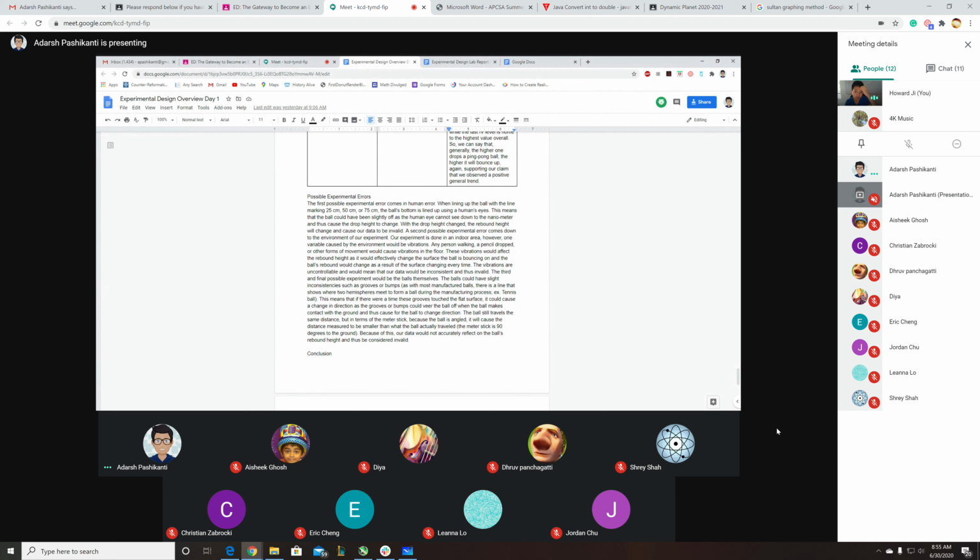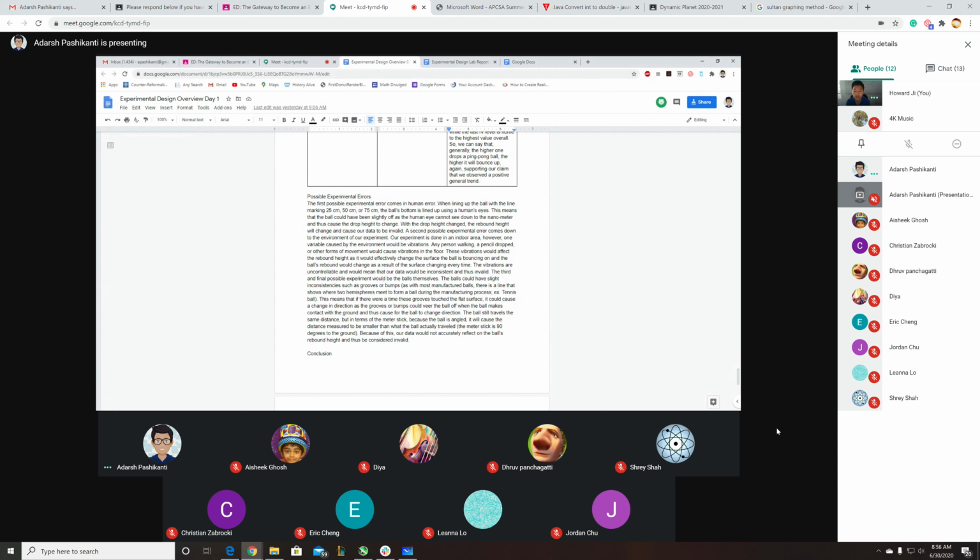With the drop height change, the rebound height would change and cause our data to be invalid. And you can see here that you're supposed to go through it step by step to show how one thing can always affect the data. You're supposed to always say that it will cause our data to be invalid at the end, because that's how it's an experimental error. It's usually human error, maybe an environmental error, or how the experiment is conducted, because there could be inaccuracies in that method.